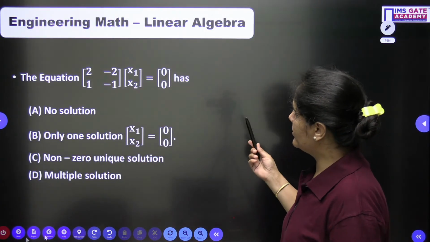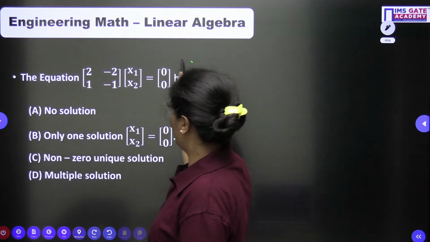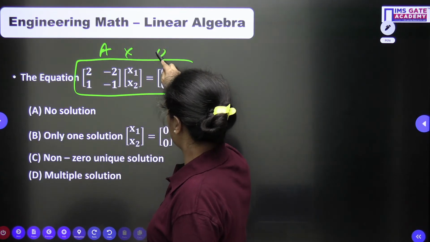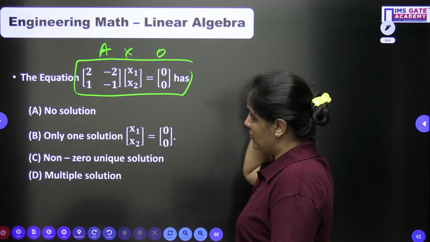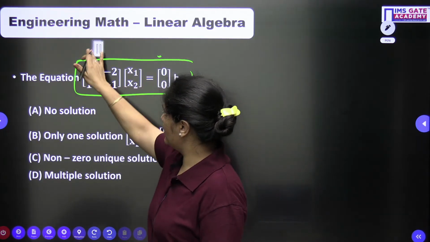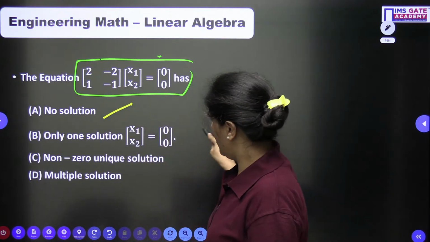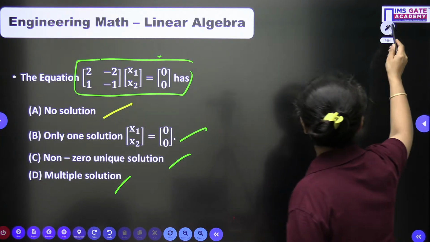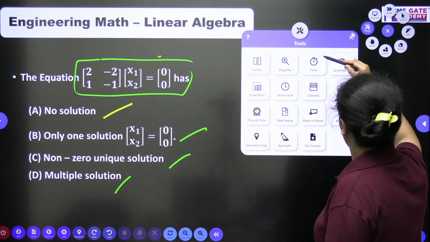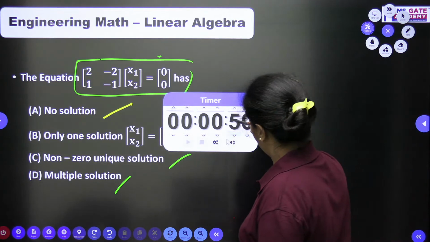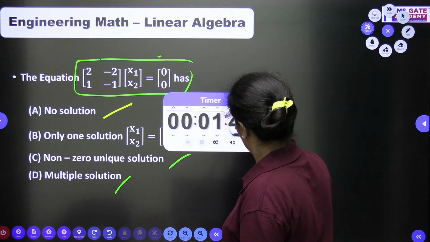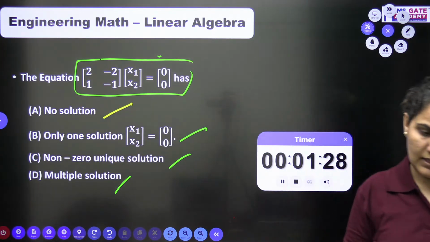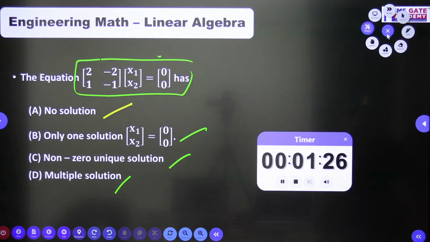Here we need to check for this system of equations, which I can see is homogeneous, because this is A, this is x and 0: Ax is equal to 0. So for this system of equations, I need to check whether we are having no solution, only one solution, non-zero unique solution or multiple solutions. You guys will check here and tell me what solution we are having here. Can you find out the rank and tell me?